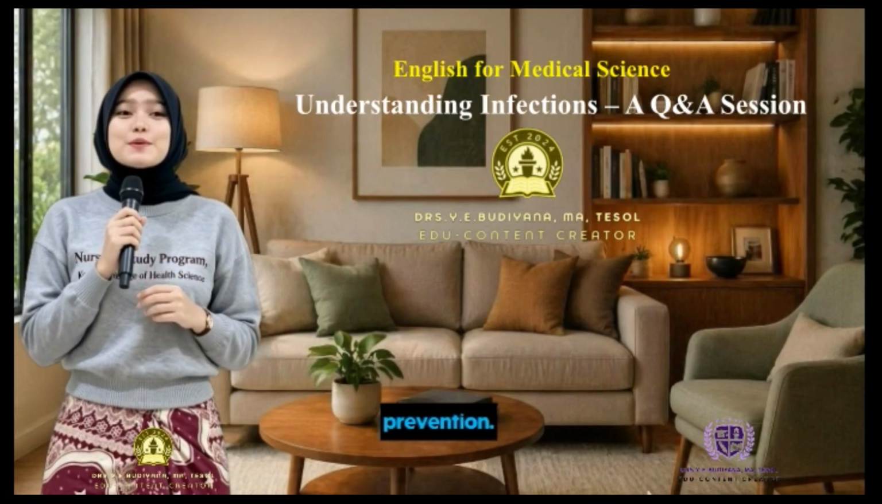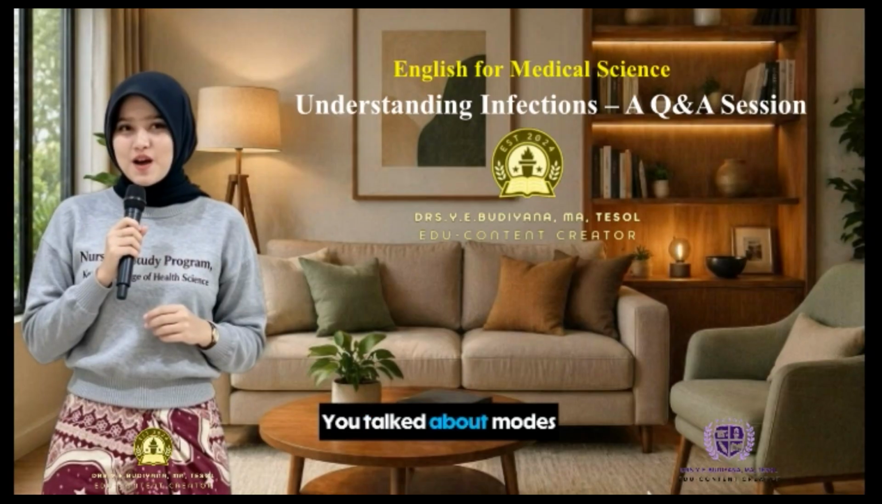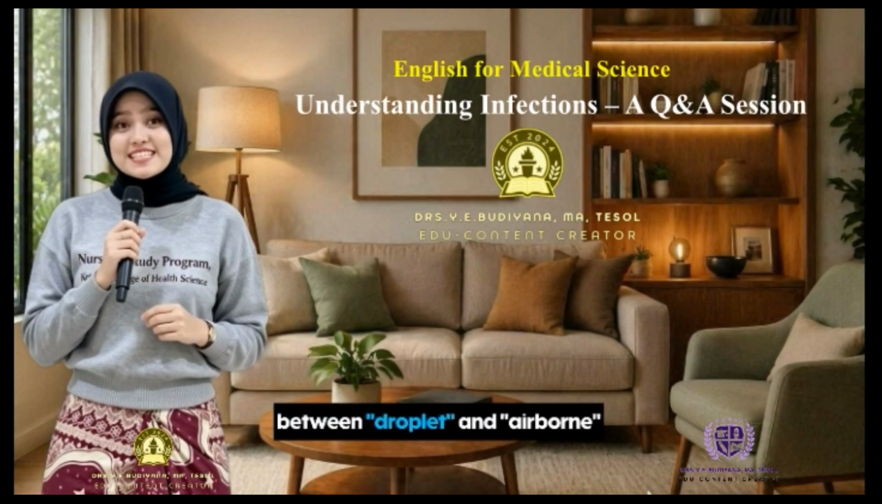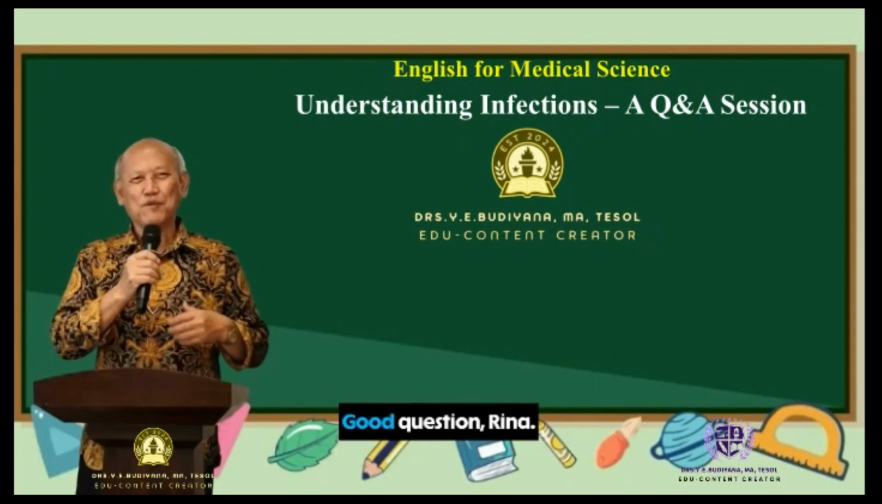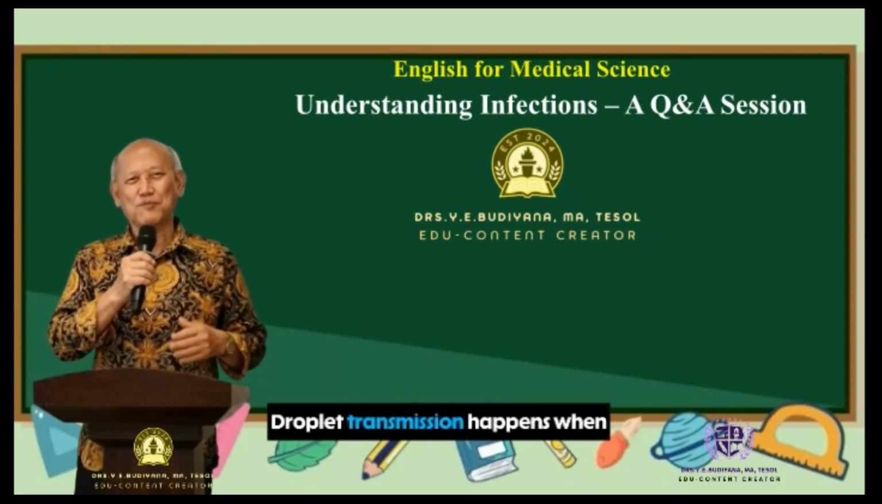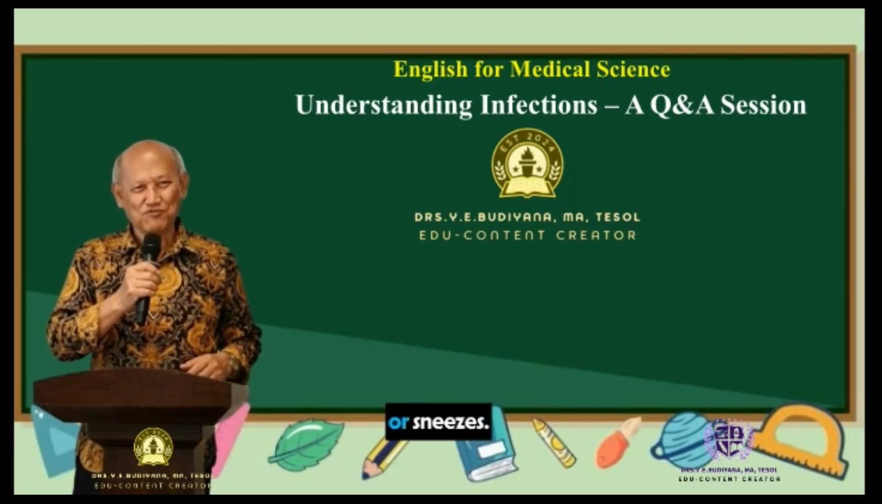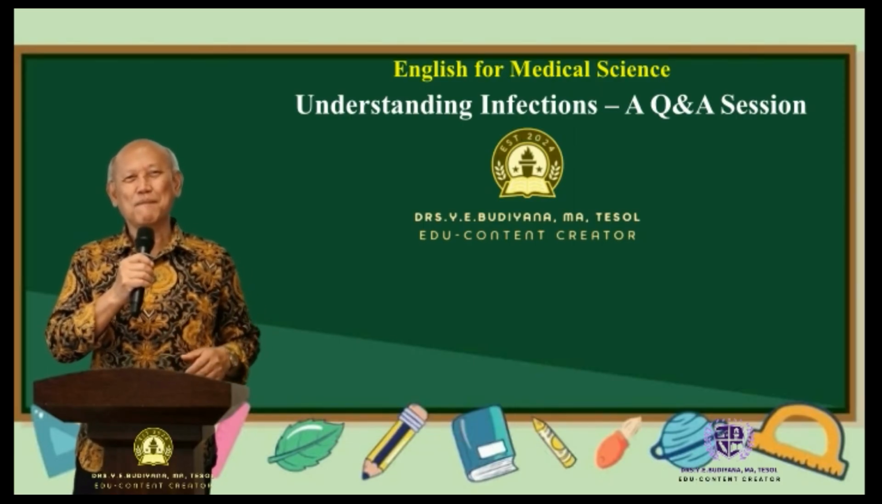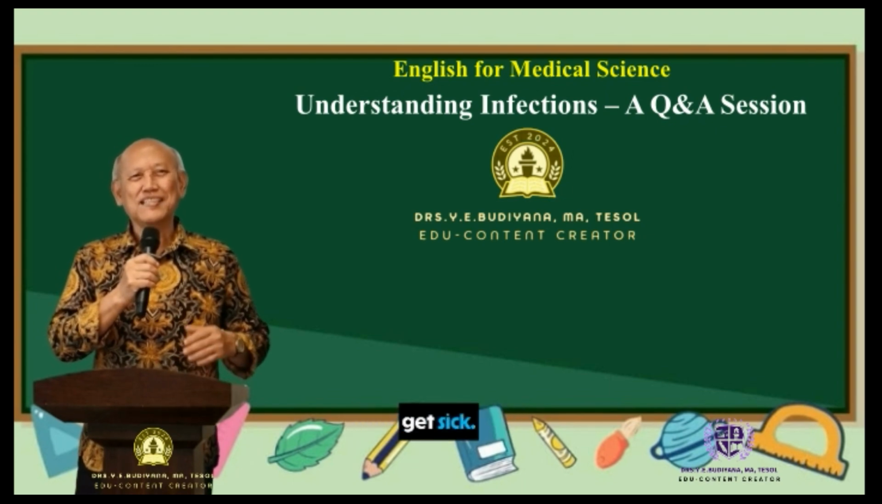I am interested in prevention. You talked about modes of transmission. What is the difference between droplet and airborne transmission? Good question, Rena. Droplet transmission happens when a sick person coughs or sneezes. The droplets are heavy. They fall to the ground quickly. You must be close to the person to get sick.